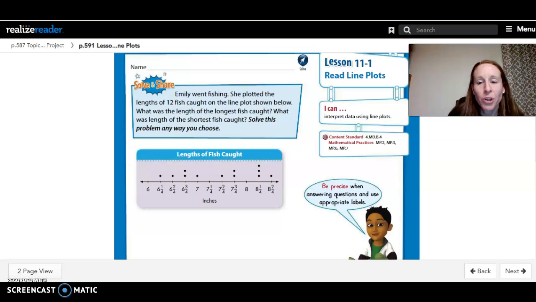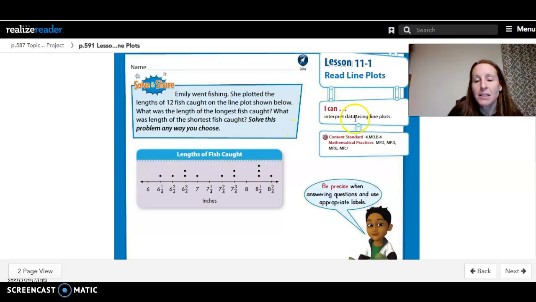Just want to walk you through lesson 11-1, reading line plots for math. We're starting a new lesson here. It's short and sweet, only 4 lessons. And based on where we're starting, I'm guessing you may have had some of this in 3rd grade. Maybe you did, you don't remember it, so we'll do a quick little tutorial to get you started.